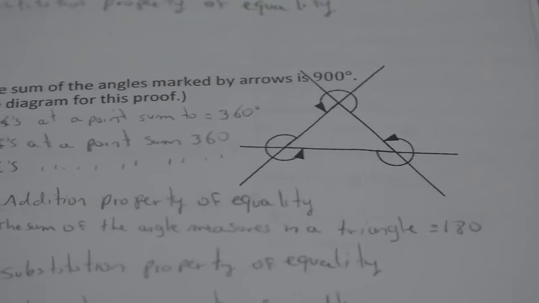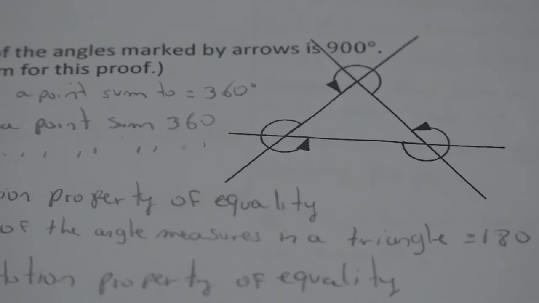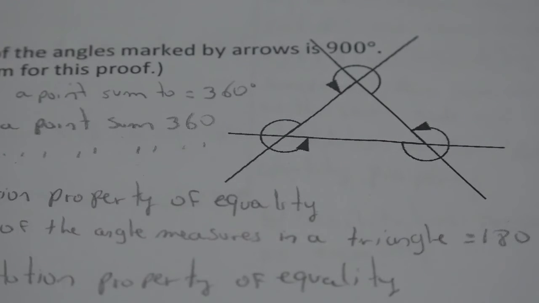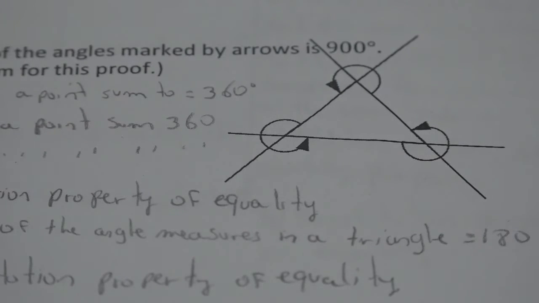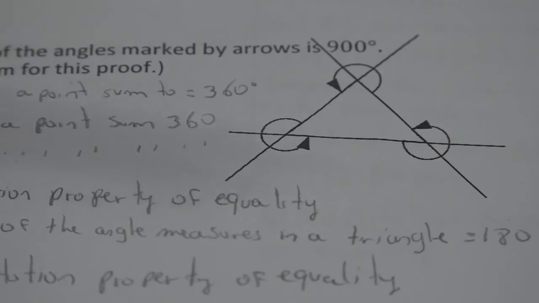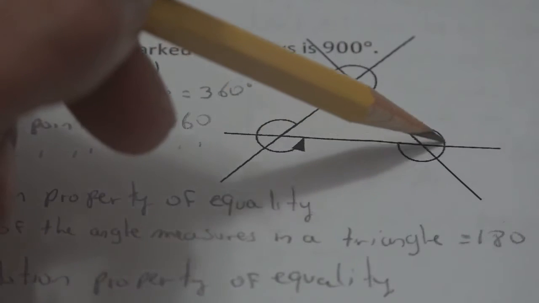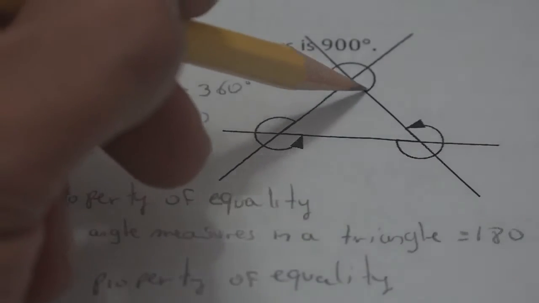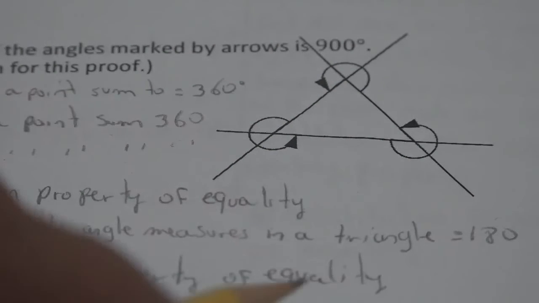Alright. So I am going to just go ahead and show you the diagram. It says, in this figure to the right, prove that the sum of the angles marked by the arcs is 900. Alright then, how am I going to do that? Well, I know that these are angles at a point, angles at a point, angles at a point, correct?